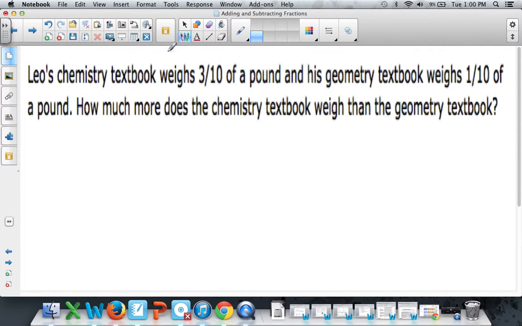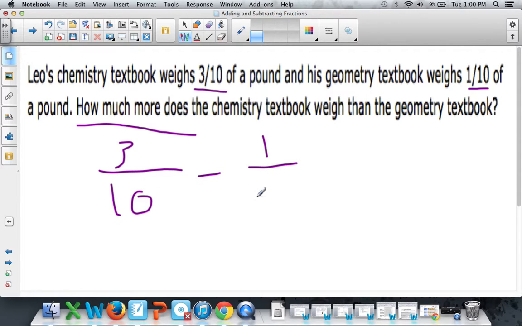Simple fraction work. Leo's chemistry textbook weighs 3/10 of a pound and his geometry textbook weighs 1/10 of a pound. How much more does the chemistry textbook weigh than the geometry textbook? Hopefully you saw that this was how much more? Subtraction. 3/10 minus 1/10. And if you've been listening along, this word problem isn't any harder than anything else we've done. Denominator stays the same. It's still a tenth. And then 3 minus 1 will give you 2.